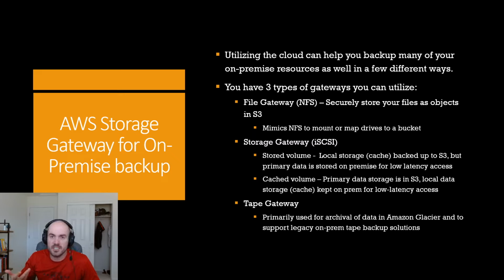And many companies actually do this. They have what's called a hybrid architecture, right? So they have some resources in AWS in the cloud, and they've got some resources over here on-prem in their own data center. Okay, but you have three types of gateways that you can utilize to connect the two and make them complement each other.